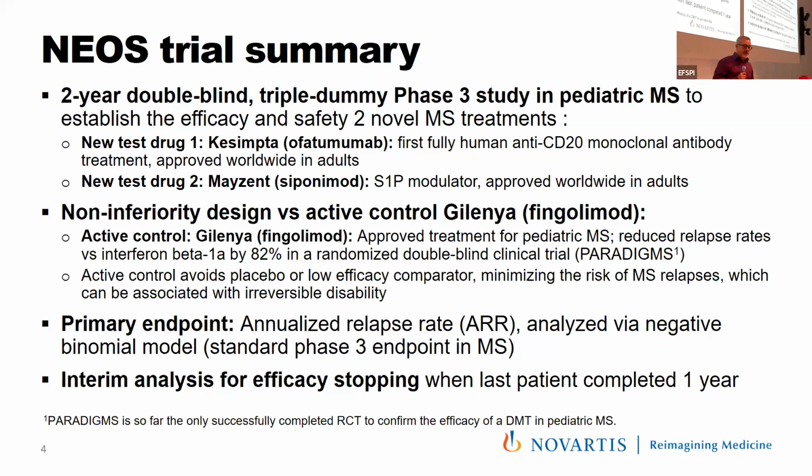The primary endpoint is the analyzed relapse rates. That's a standard endpoint in clinical trials in MS. It just is a recurrent event endpoint. A clinical relapse is a period where a patient has neurological symptoms, acute neurological symptoms. The trial also features interim analysis for efficacy stopping, and that's at the time when the last patient completed 1 year of exposure.